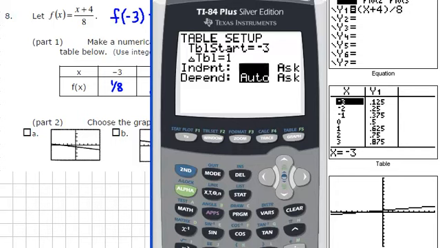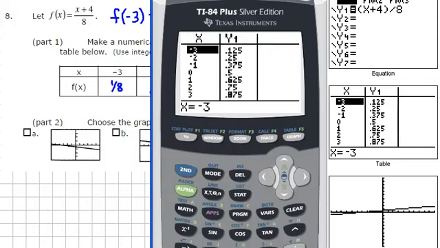Once you've set up the table, you're ready to view the table. Table is in blue right above graph, so you'll hit second and then graph in order to create the table. You'll notice that the values in the table are given as decimal values rather than as integers or as fractions reduced to lowest terms. So you may want to write these decimal values down and then convert them to fractions as follows.